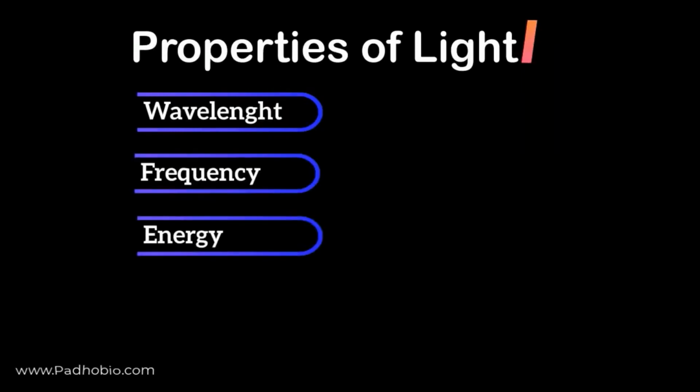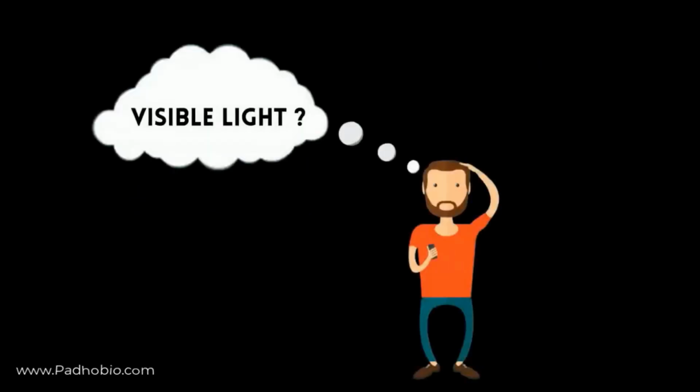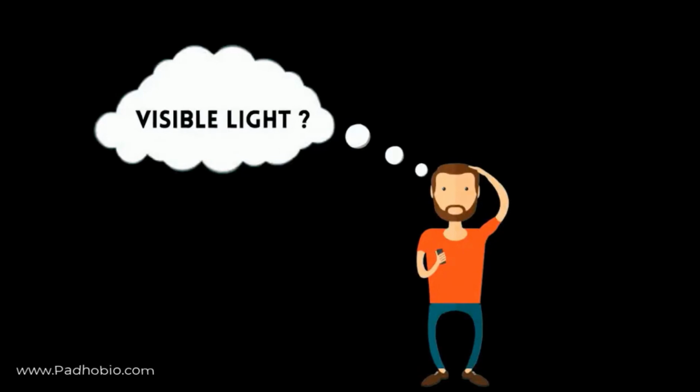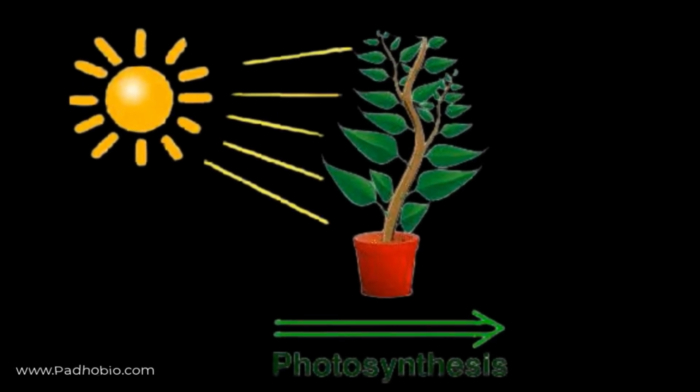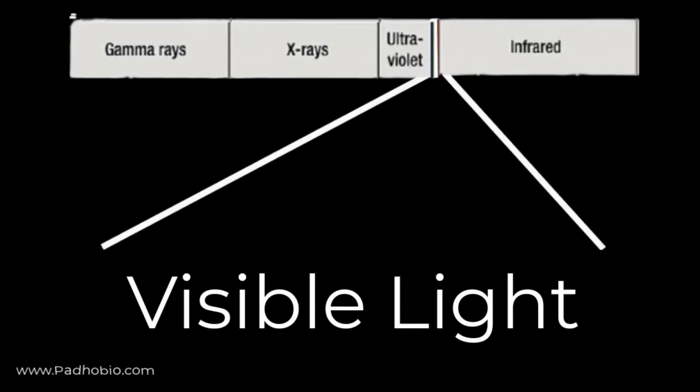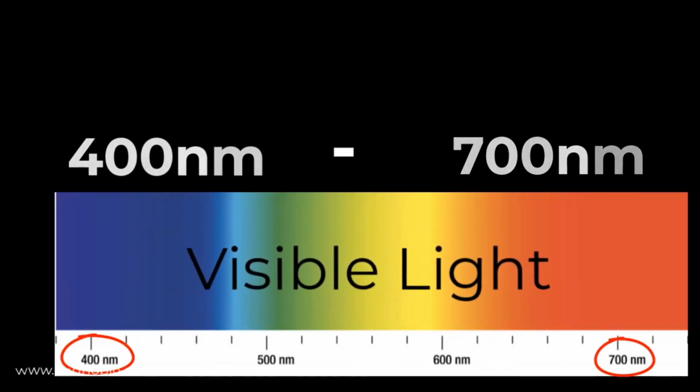Mainly we are focusing here on the topic photosynthesis. So in photosynthesis, we talk about visible light. Visible light falls in the range of about 4 into 10 raised to power 14 to 8 into 10 raised to power 14 cycles per second, or basically hertz. While studying photosynthesis, we only focus on the visible light. Among different wavelengths, visible light is present in the range of 400 to 700 nanometer.